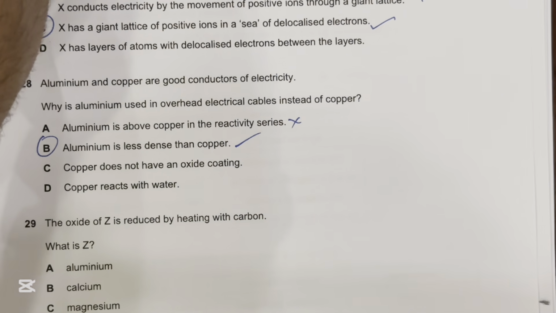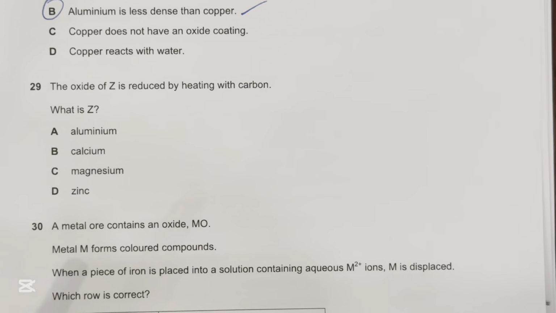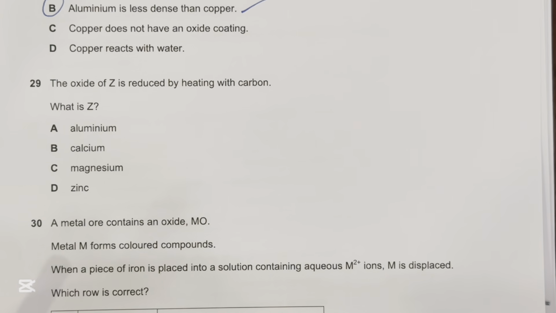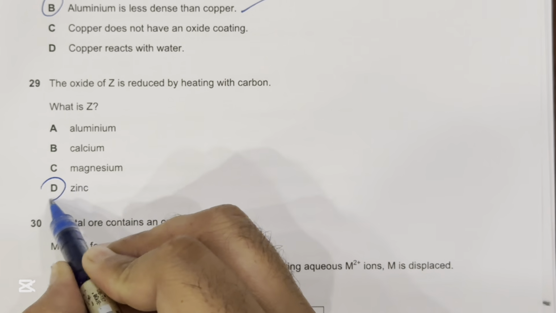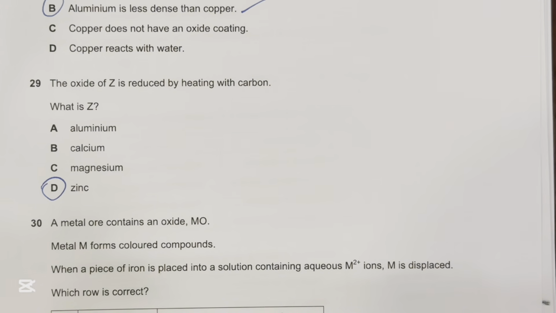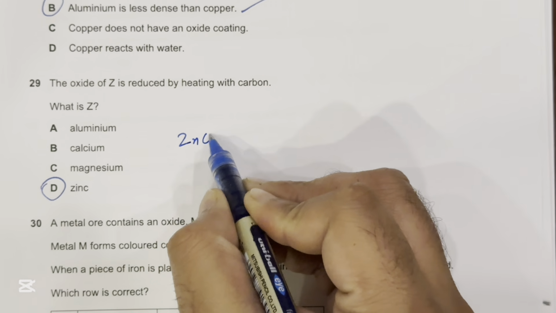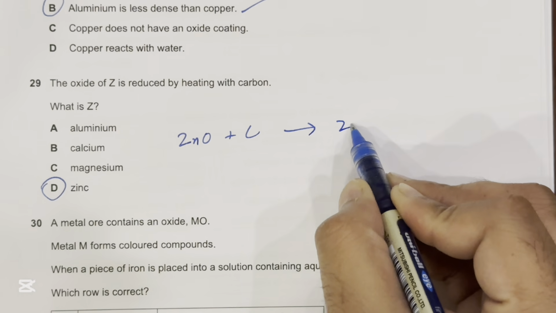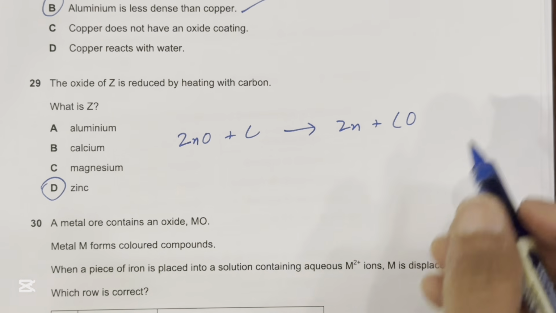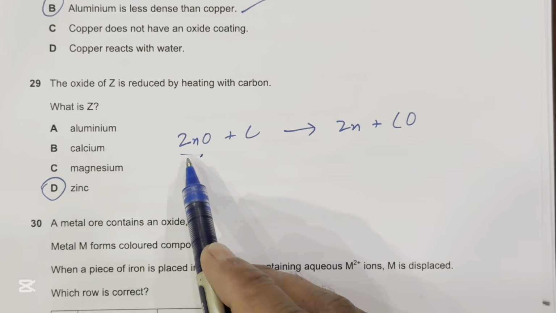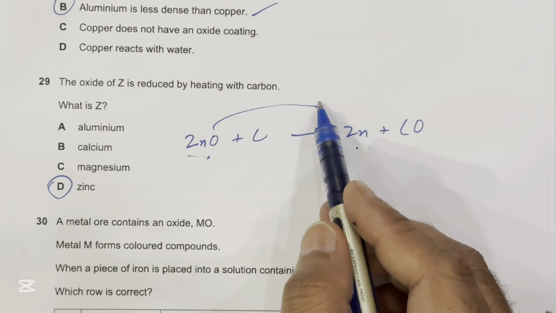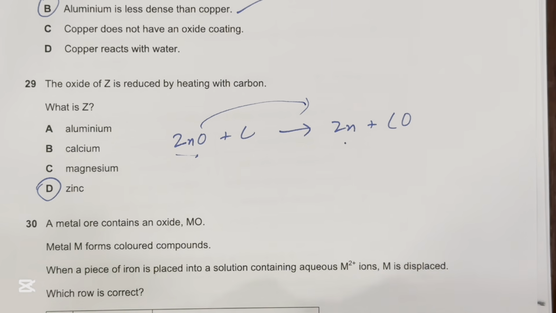Question number 29 is that the oxide of Z is reduced by heating with carbon. What is Z? We know that carbon is a strong reducing agent. So what would be the reaction? Option D is the right choice. The oxide of Z means oxide of zinc. How is this the reaction? Zinc oxide plus carbon would produce zinc plus carbon monoxide. So this is how zinc is reduced to its metal by removing the oxygen atom.